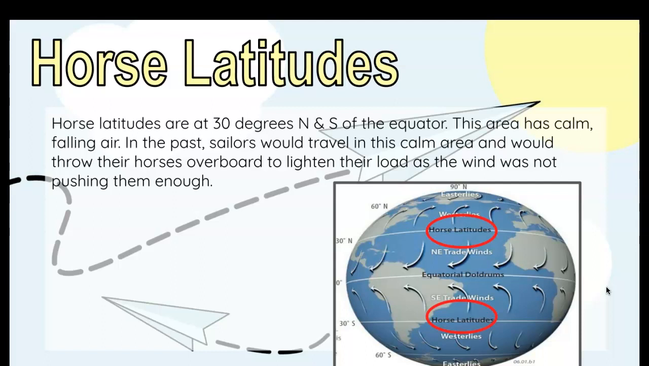It's called horse latitudes because in the past, when sailors were traveling from one place to another, once they hit the 30 degree mark in their route, you had this falling air and very calm, very little movement. So they'd have to lessen their load on their boats so that they could get moving. And most of the people, if they brought transportation like horses, they would throw their horses overboard at 30 degrees north and south to lighten their load so that the wind could be strong enough to push them and continue on their route. Really sad, I know.